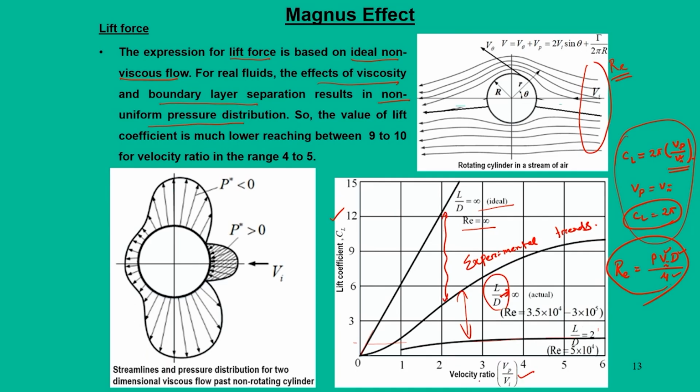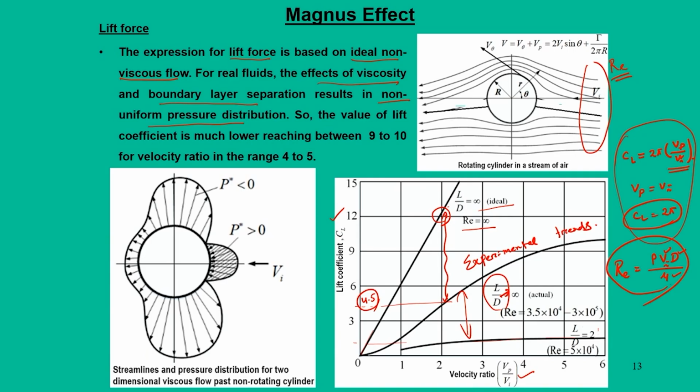For example, at a velocity ratio of 2, the ideal theory will give a predicted lift coefficient of 12, but the experimental evidence will show a lift coefficient close to maybe 4.5. That much difference comes into the picture with a non-uniform pressure distribution, when you do the analysis for a realistic flow.